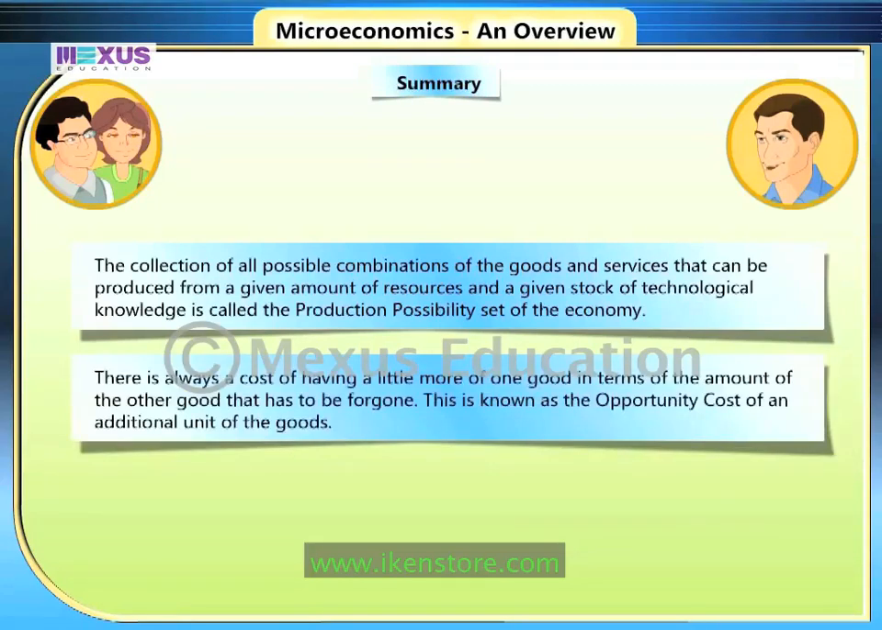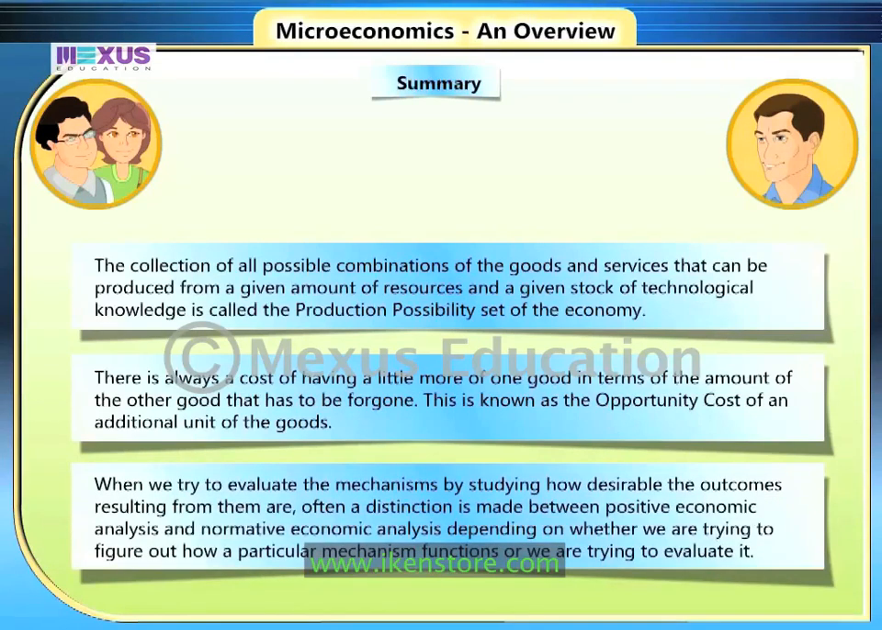There is always a cost of having a little more of one good in terms of the amount of the other good that has to be foregone. This is known as the opportunity cost of an additional unit of the goods. When we try to evaluate the mechanisms by studying how desirable the outcomes resulting from them are, often a distinction is made between positive economic analysis and normative economic analysis, depending on whether we are trying to figure out how a particular mechanism functions or we are trying to evaluate it.